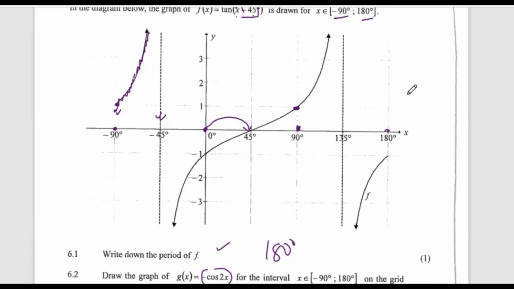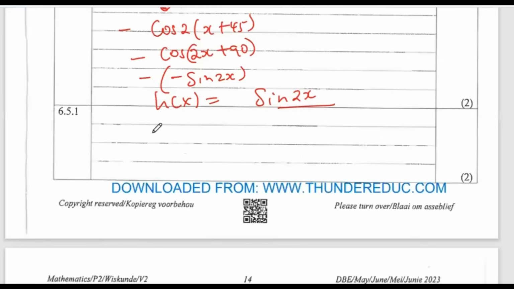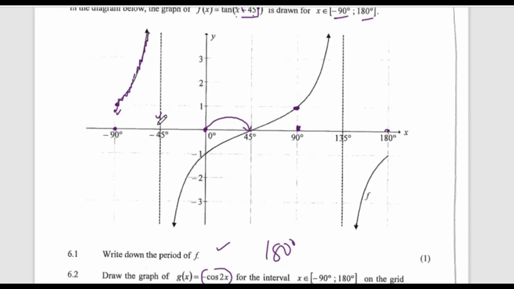So for f of x to be above 1, I'm just going to say -90 and then. So my answer is going to be -90 is less than or equal to x, and x less than 45. Since the graph is not touching the line at 45, I'm not using the equal sign, but it's passing through the -90.